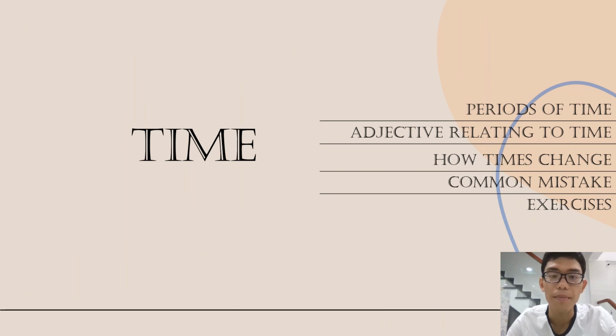When we talk about time, the first one, we will see periods of time. The second, I will show you some adjectives relating to time. The third one, we will see how times change. And the next one, we will see some common mistakes we often make in speaking and writing. And finally, we will apply some collocations and words we saw in this video in sentences. So let's see the first section of the video.